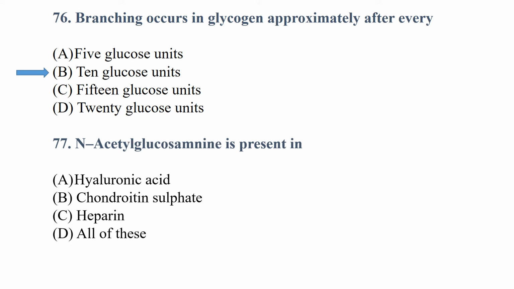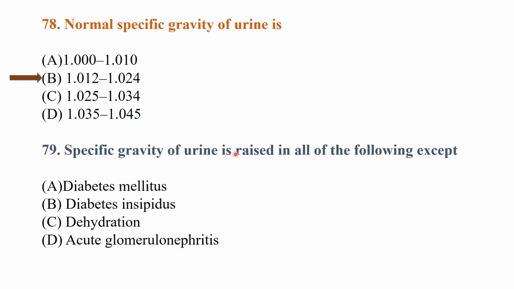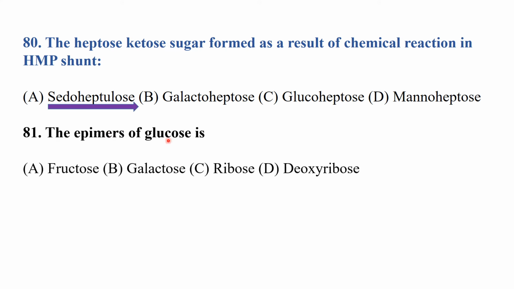N-acetyl glucosamine is present in hyaluronic acid. Normal specific gravity of urine is 1.01 to 1.024. Specific gravity of urine is raised in all of the following except acute glomerulonephritis, in which specific gravity does not increase. The heptose ketose sugar formed as a result of chemical reactions in the HMP shunt is pseudoheptulose. The epimer of glucose is galactose.